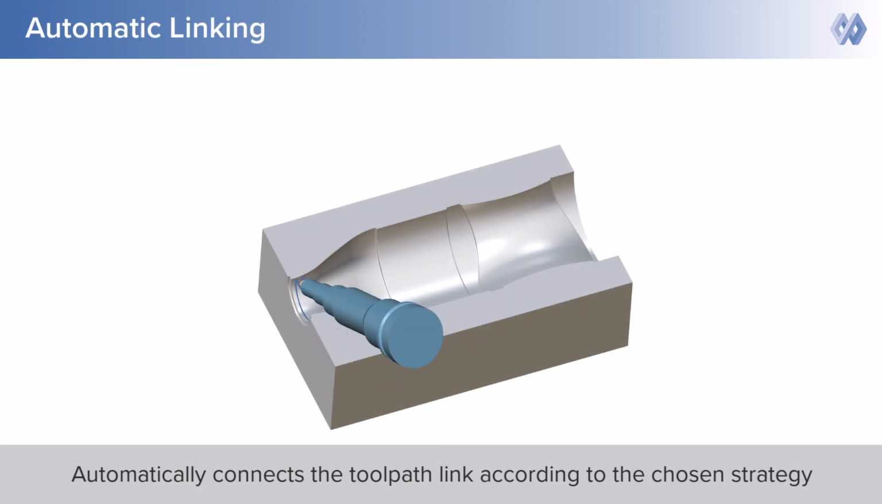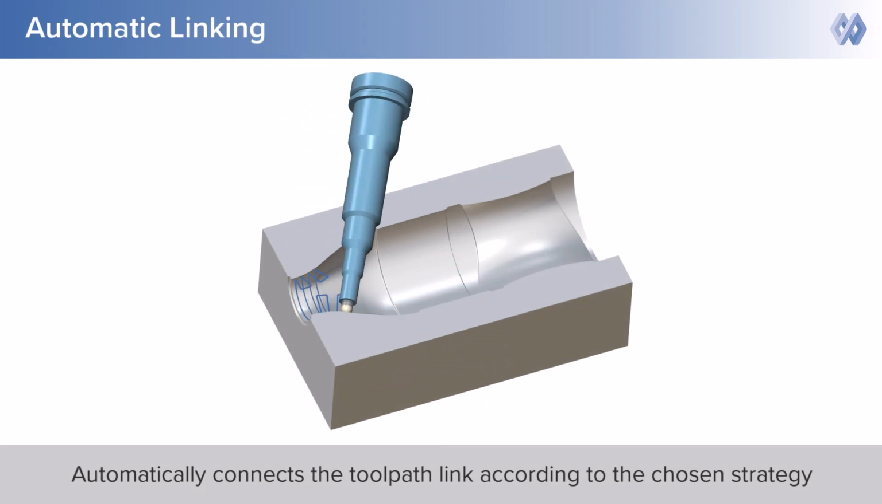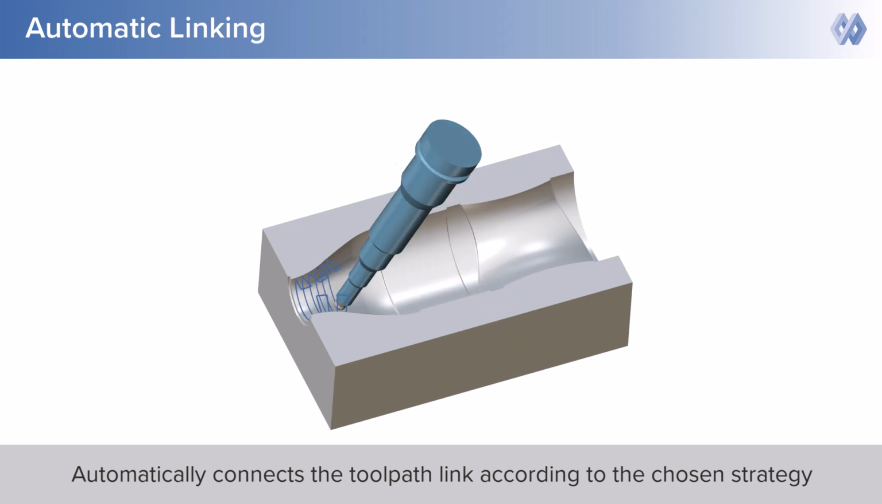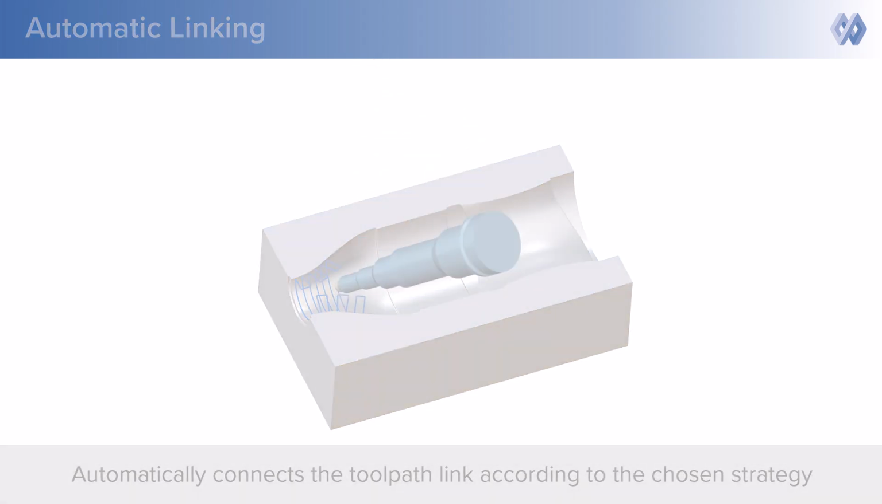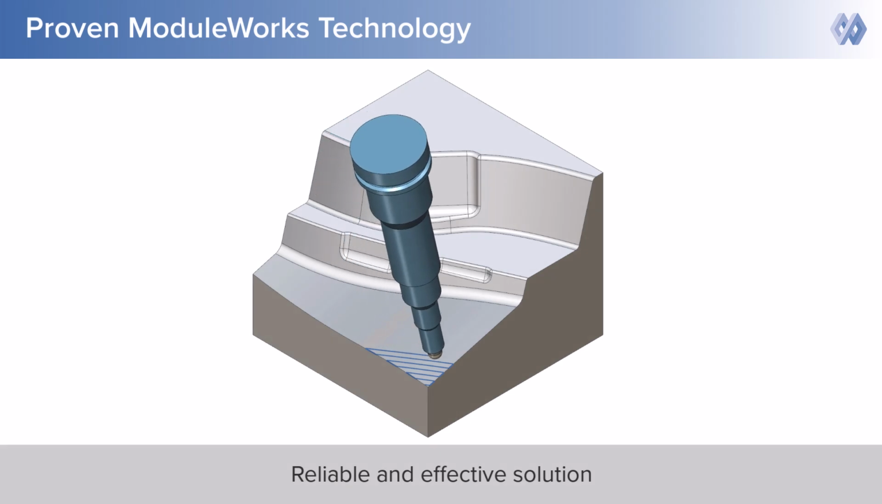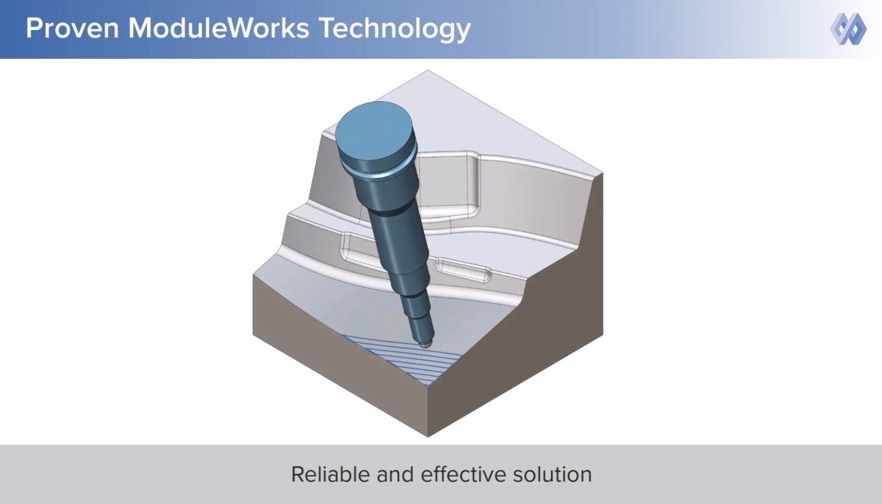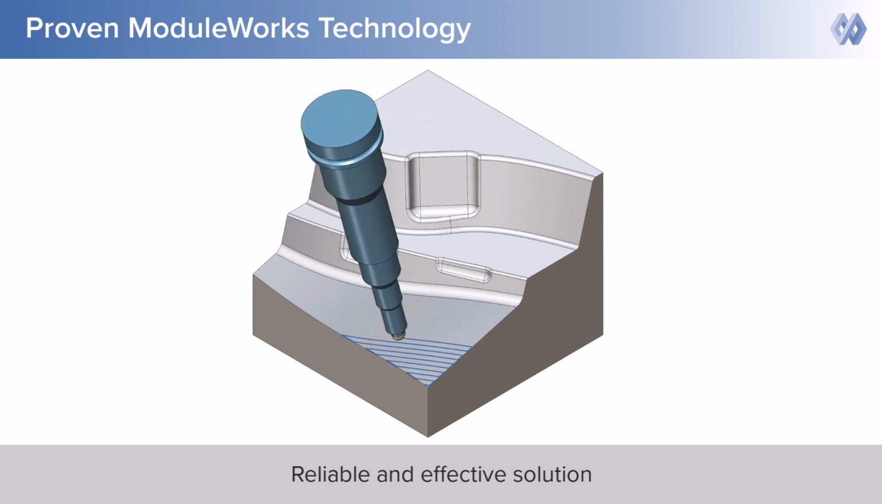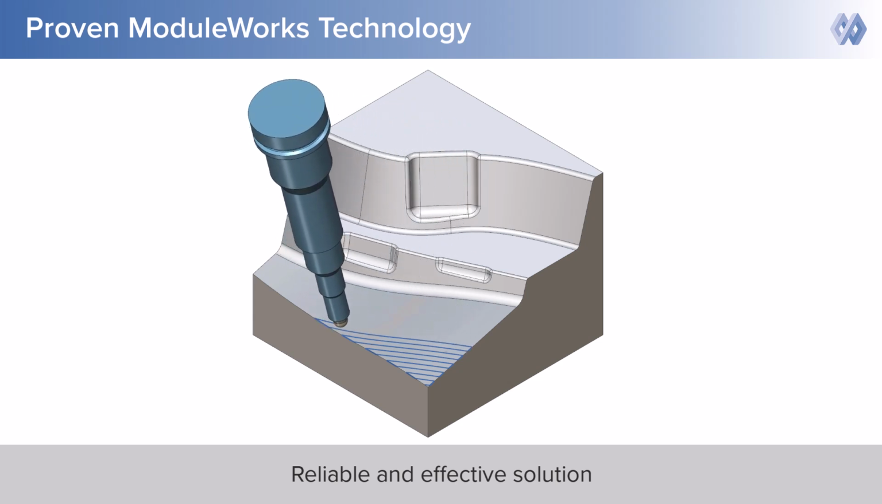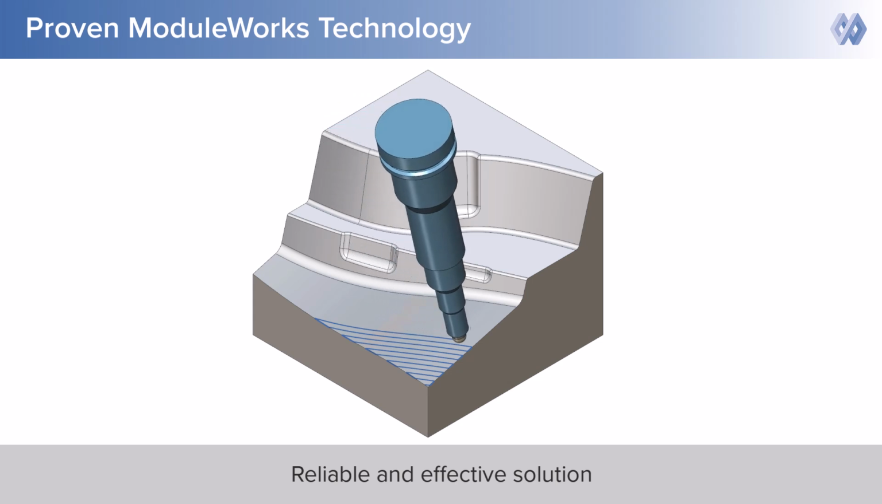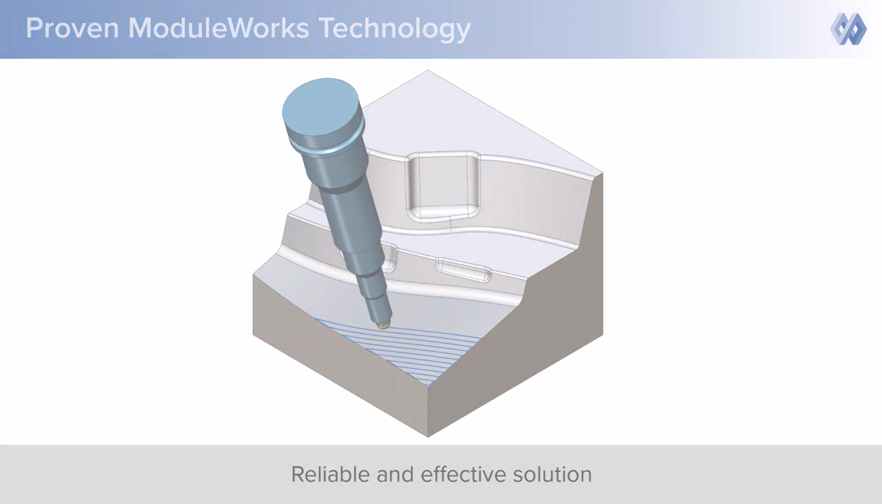The system automatically connects the individual toolpath passes according to the chosen strategy, which can be zigzag or one-way. The links are collision-free. ModuleWorks hammer peening technology was developed through extensive research with industry partners. It has been successfully deployed in various production environments to address real-world challenges, proving its reliable implementation.